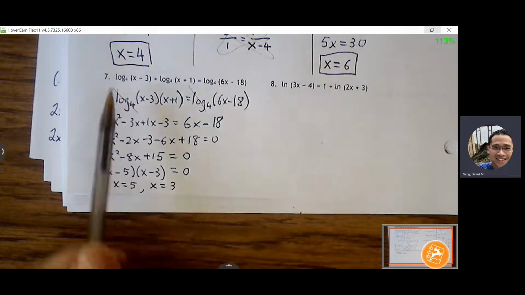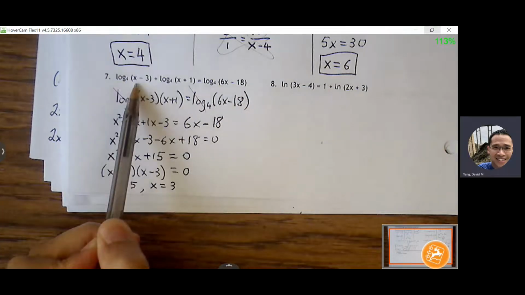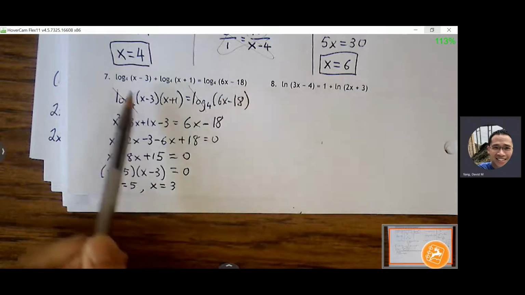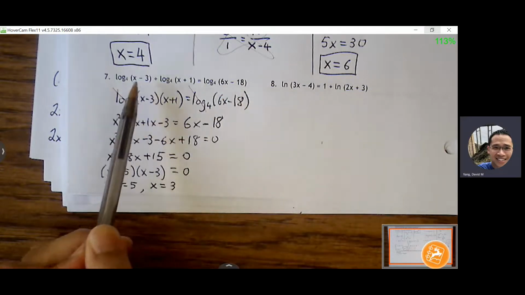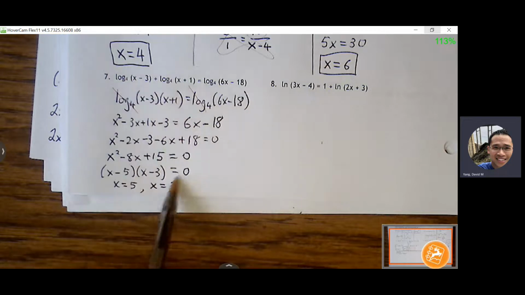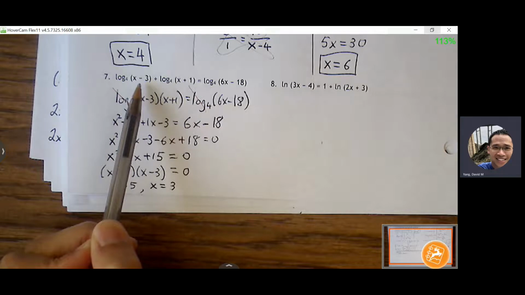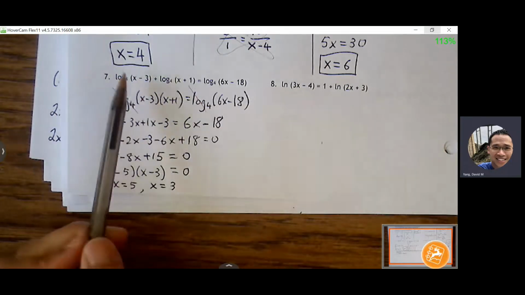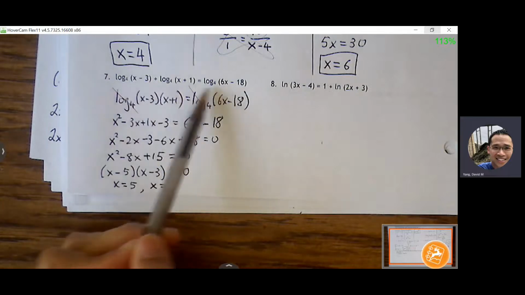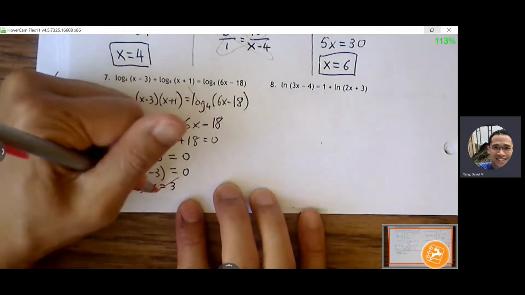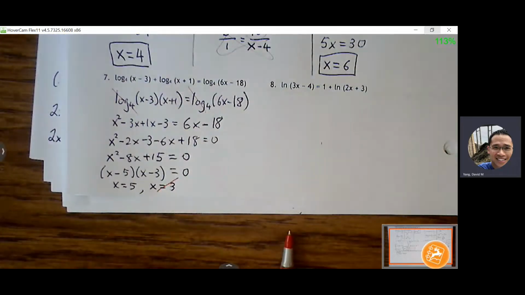If I plug 3 in, 3 minus 3 is 0. 6 times 3 minus 18 is also 0. We can't have log of 0. So that's set to be removed. Now, if it causes any argument to give you a value that's undefined, that doesn't work, then we have to remove it. It's not that it has to fail every one. If it fails even one of them, we have to remove it. So 3 is not going to work. Only 5 is our solution.